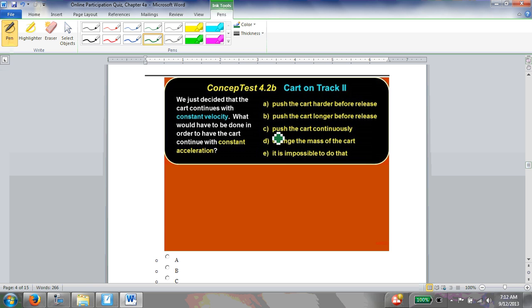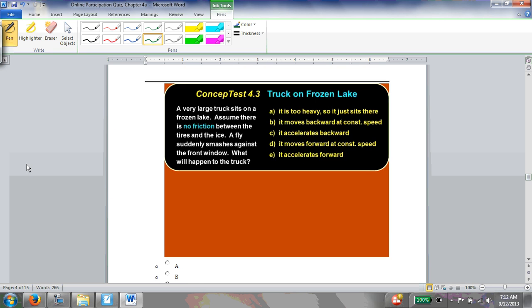We decided that the cart continues with constant velocity. What would you have done in order to have the cart continue with constant acceleration? In order to have it accelerate continuously, you have to push the cart continuously. You have to provide a force.